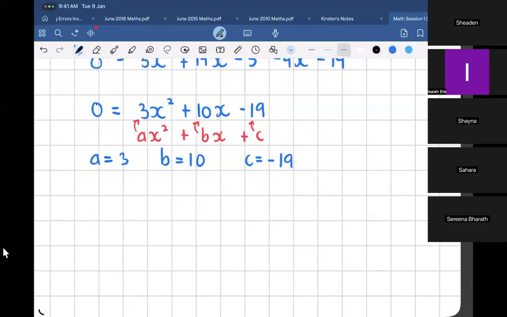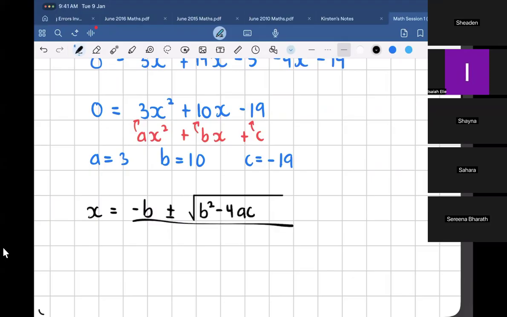Shayna, do you remember the quadratic formula? Um, x equals minus b, plus or minus the square root of b squared minus 4ac, over 2a.